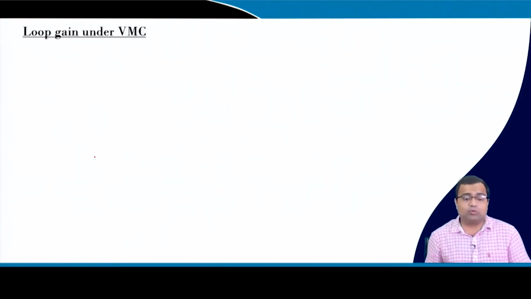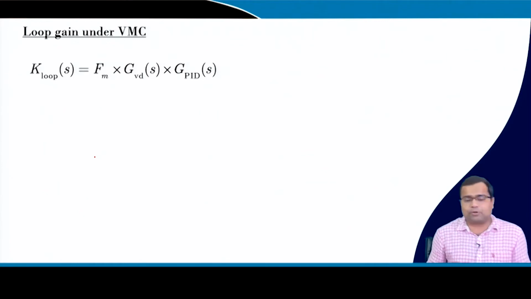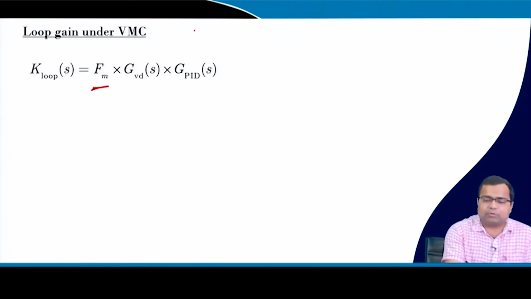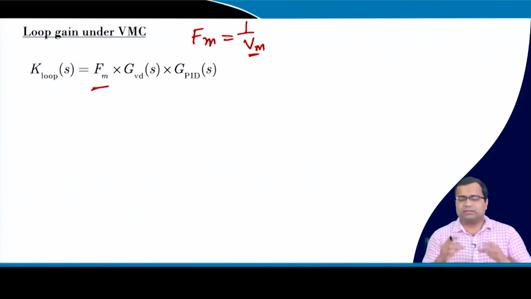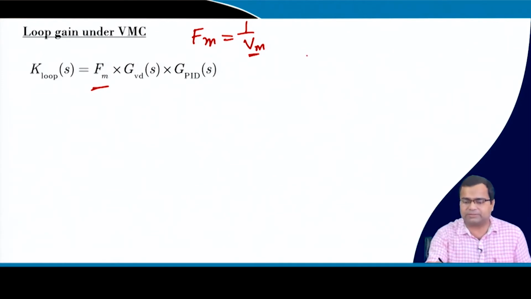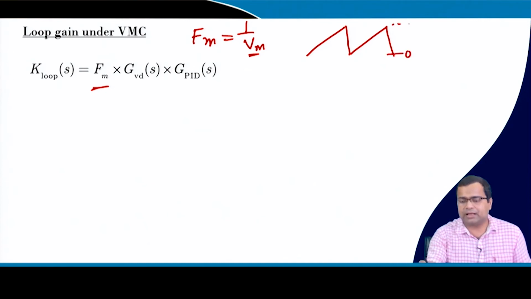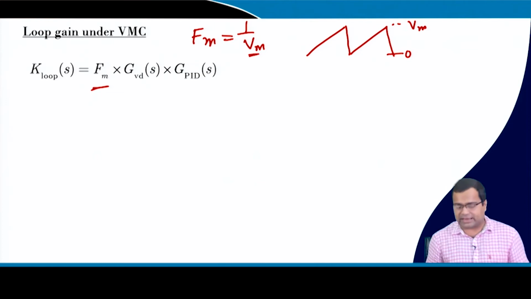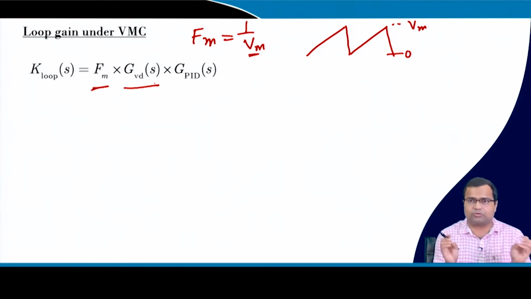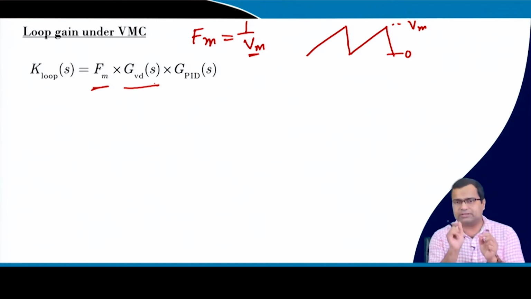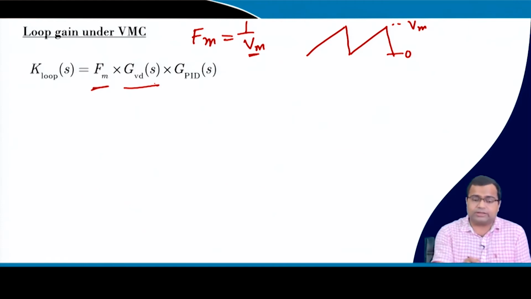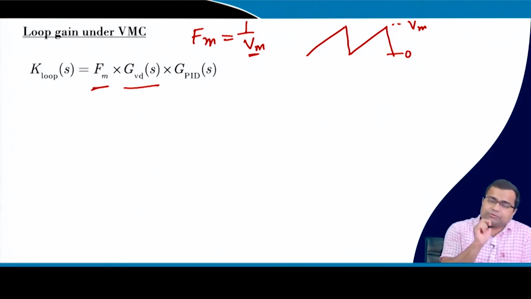The next part, the loop gain under voltage mode control. It is the product of the modulator gain, and the modulator gain is nothing but 1 by Vm, where Vm is the maximum voltage of the sawtooth waveform. That means, if I take the sawtooth waveform like this, it starts from 0 and this is my Vm. Okay. So, this is the modulator gain. GVD is the control to duty ratio transfer function, which is also called control to output, but here the duty ratio is the control variable. So, it is a control to output transfer function where the duty ratio is the control input, and this is our PID controller.